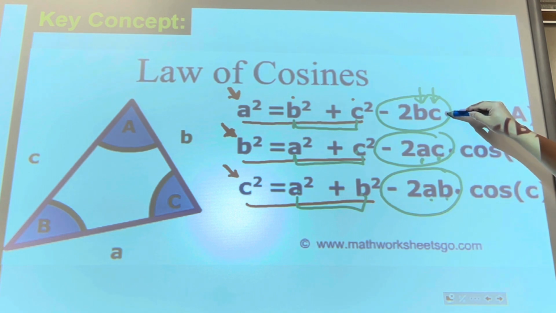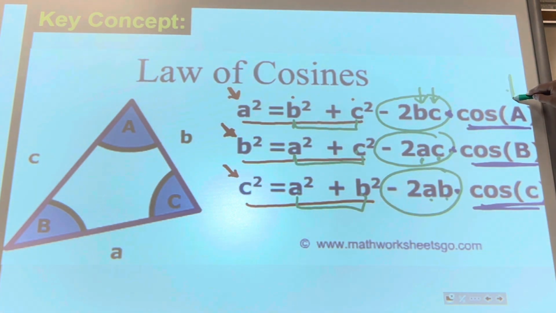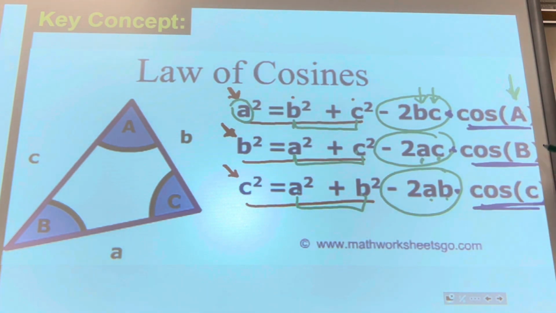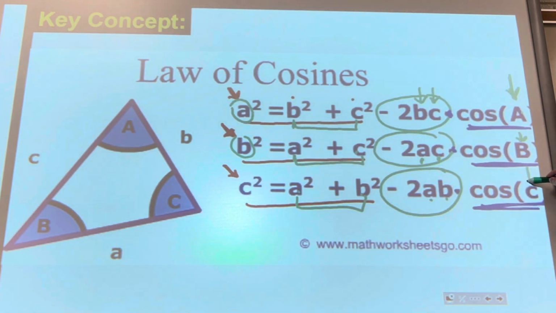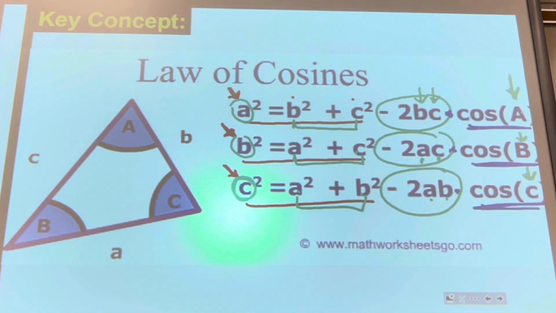And then next is multiplied by the cosine of A, cosine of B, cosine of C. You notice this angle here, A, is the angle opposite to A. B is the angle opposite to B. So that means your basis for the angle here will be the angle opposite to this side. C. Of course, it's always cosine because this is the law of cosines. So make sure to form the right equation.